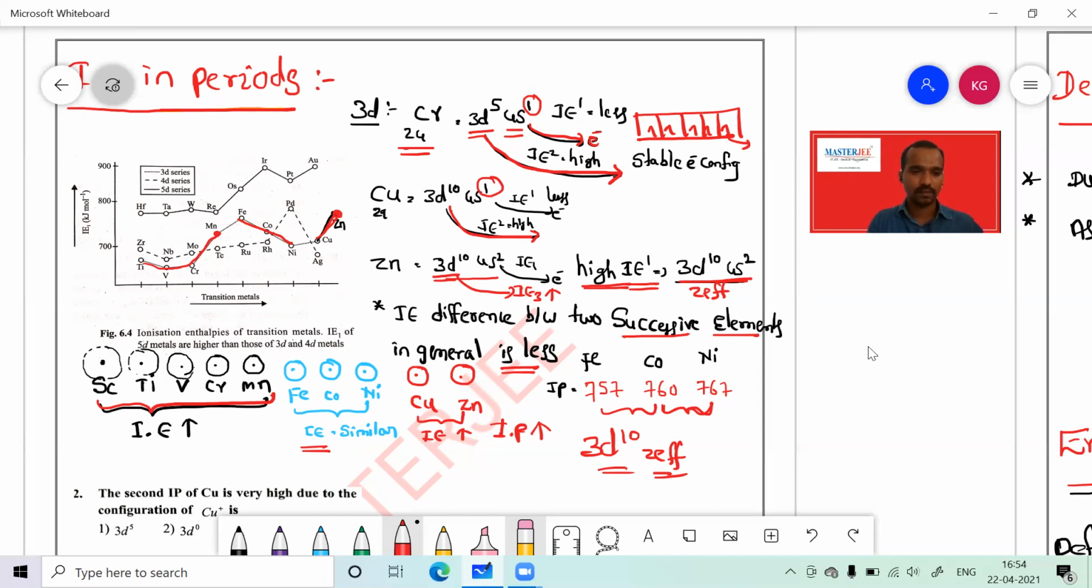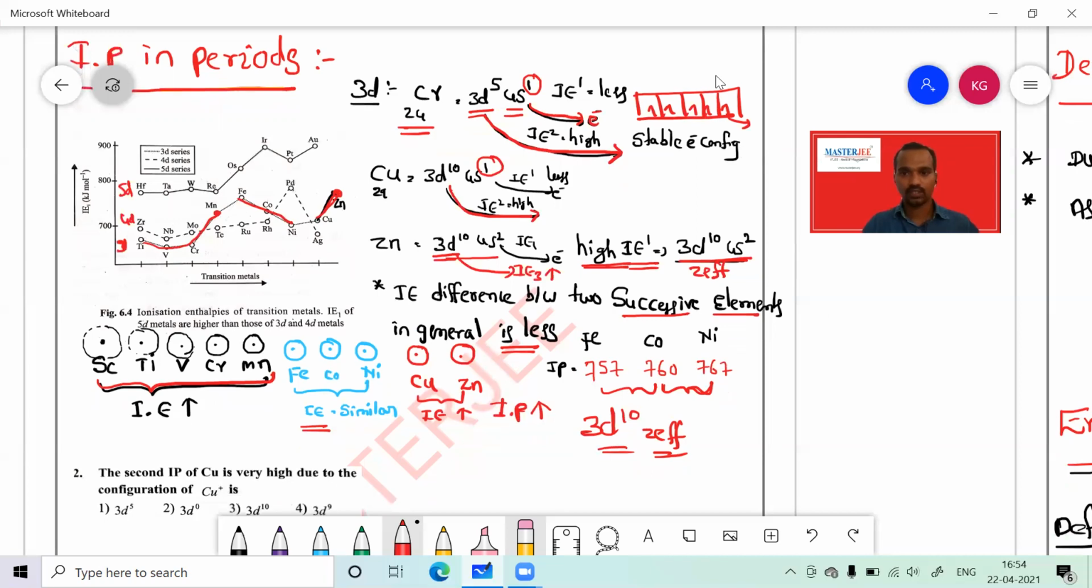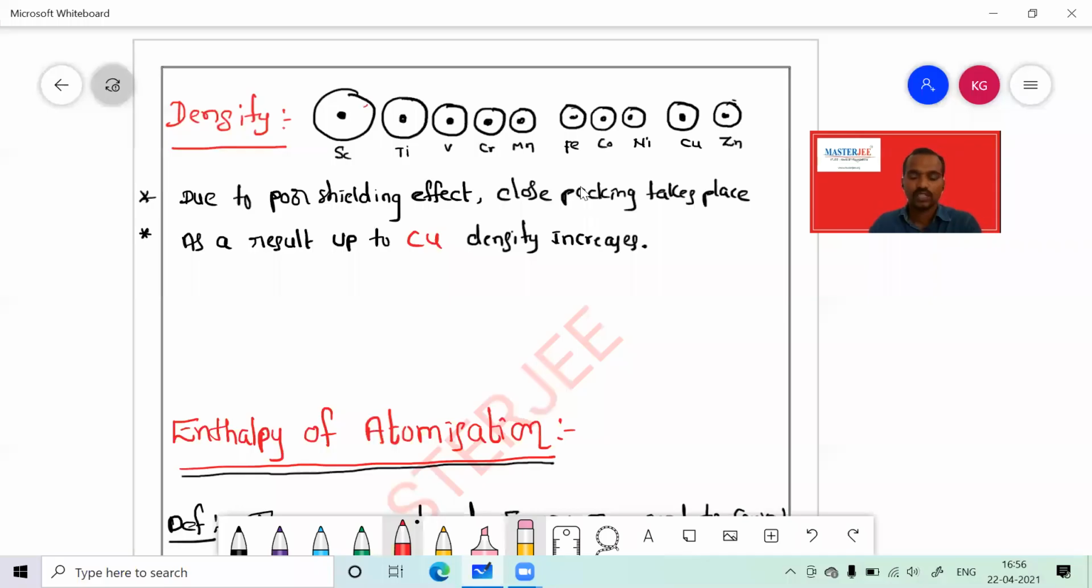Okay, so the same trend will take place in the 3D series, and then in the 4D as well as the 5D series. Right. Next, after completion of this one, the next topic. So next we have discussed density.